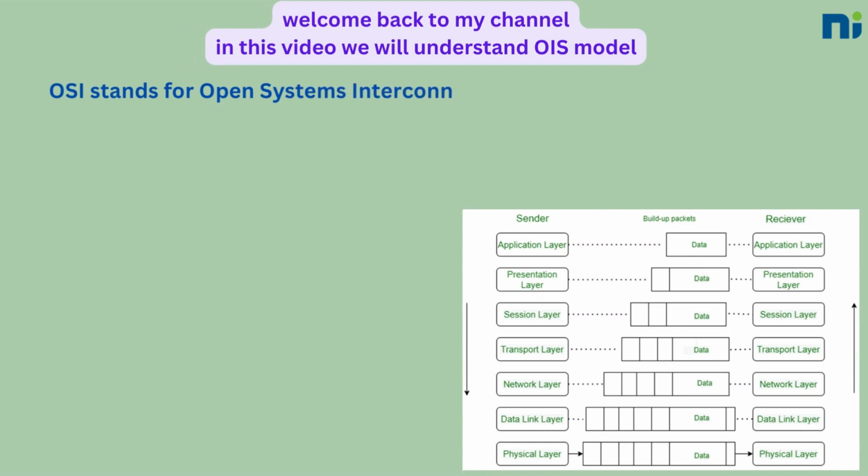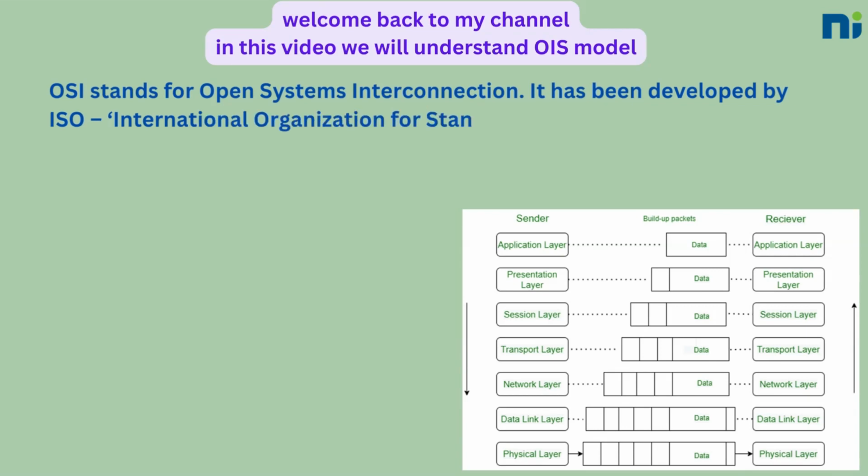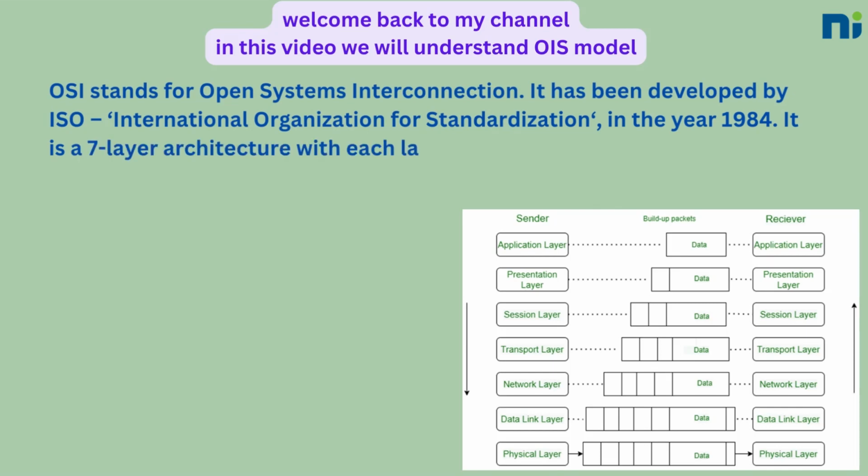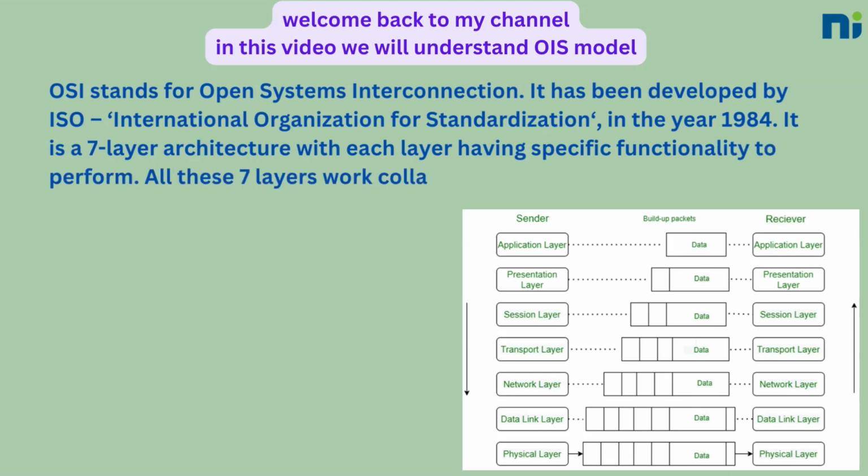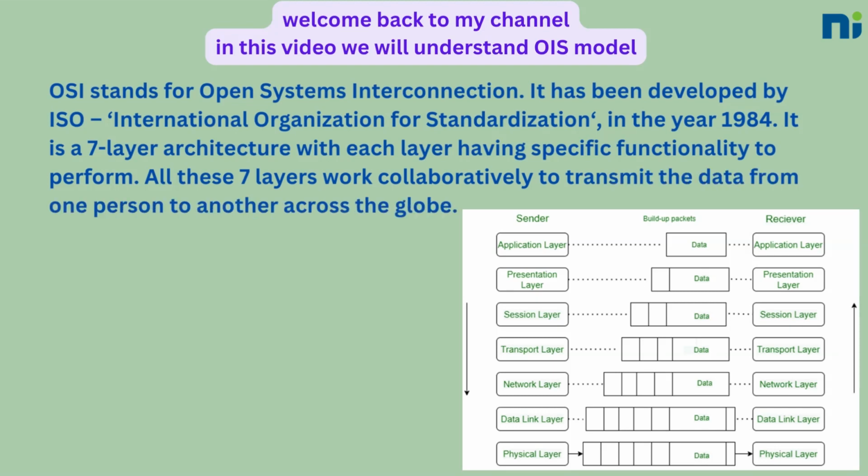In this video we will understand the OSI model. OSI stands for Open Systems Interconnection. It has been developed by ISO, the International Organization for Standardization, in the year 1984. It is a 7-layer architecture with each layer having specific functionality to perform. All these 7 layers work collaboratively to transmit the data from one person to another across the globe.